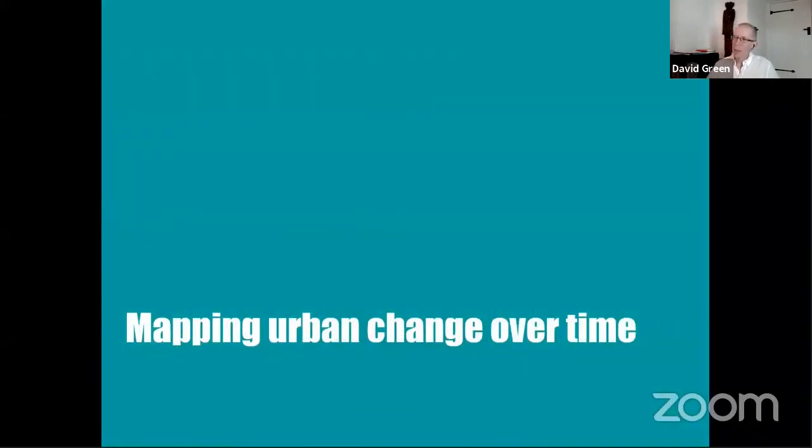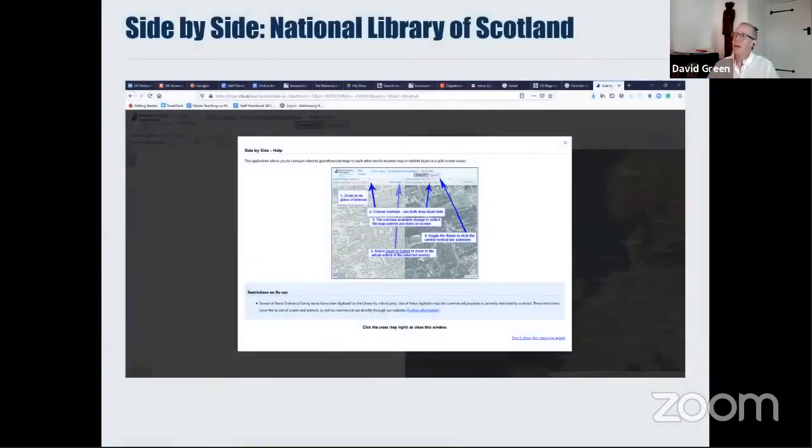And finally, my last example is close to home, this time in London. It's actually quite close to where I live, which is in Bermondsey. And we're going to be using something which the National Library of Scotland produced, which is a comparison on the same screen of an old version of an OS map and a current version. Just Google National Library of Scotland, then and now. I think it's called Side by Side. This is what it looks like.